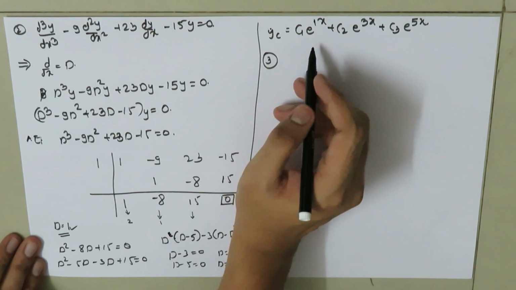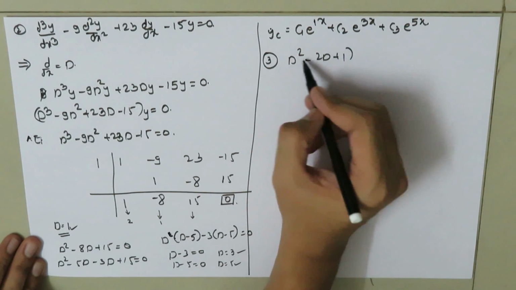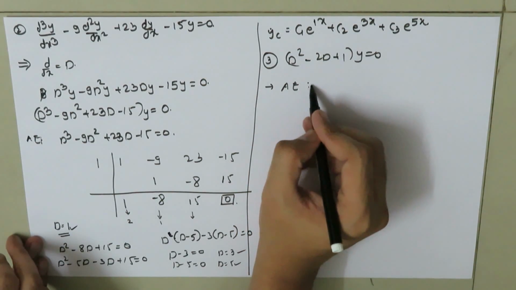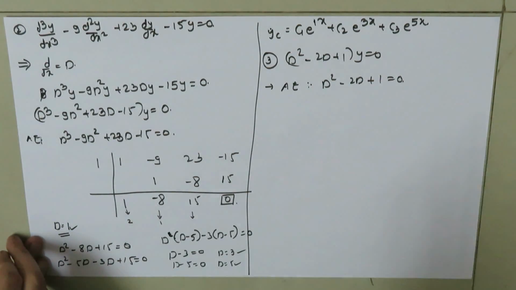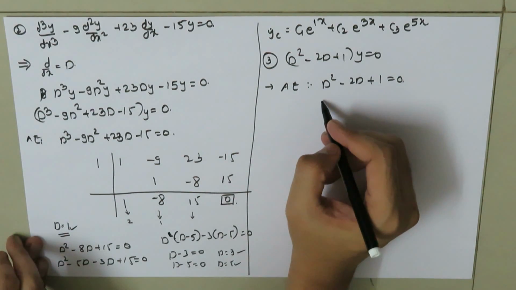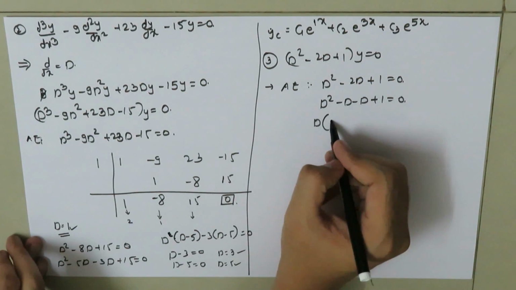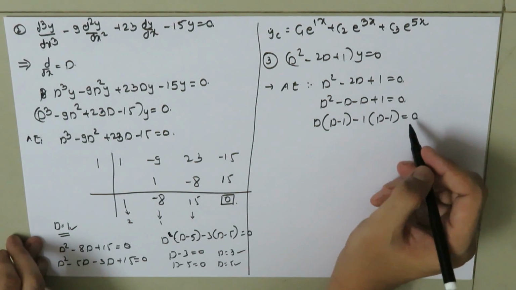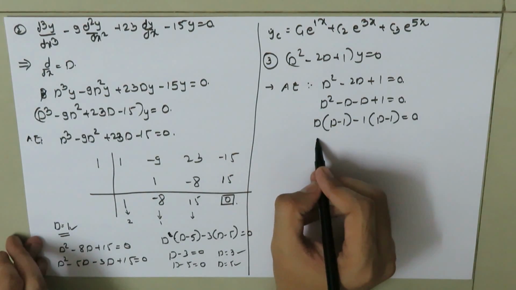So let's take another example. (d square minus 2d plus 1) times y is equal to 0. Here our auxiliary equation will be d square minus 2d plus 1 equal to 0. So by splitting the middle term we can write this equation as d square minus d minus d plus 1 is equal to 0. So if I take d common, d minus 1, minus 1 times d minus 1 will be equal to 0. Let us verify: d square minus d minus d plus 1, okay, it's correct.